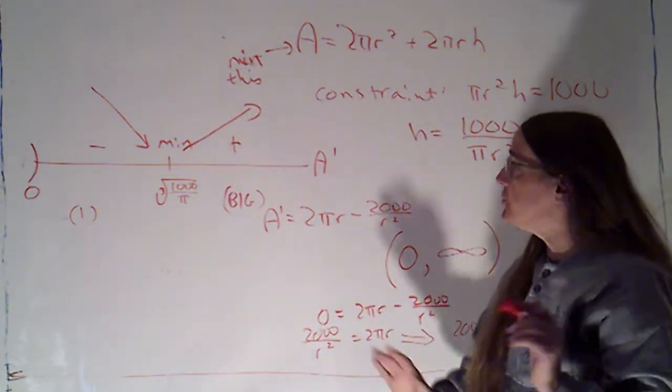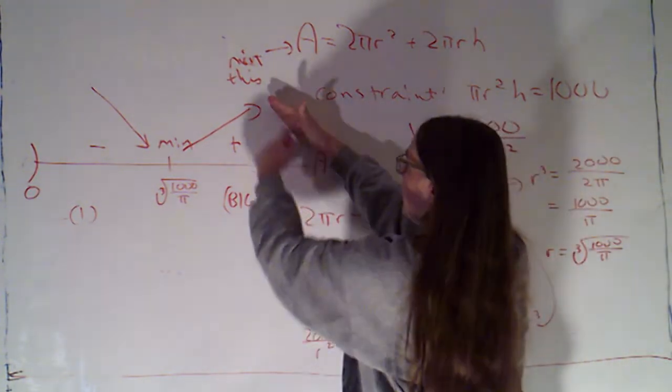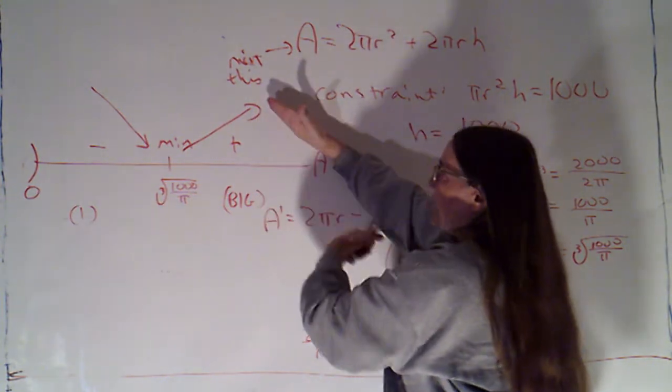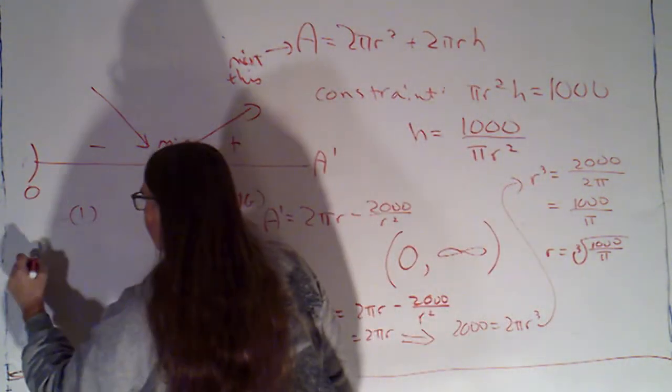Now notice, this trick only works if there's one critical number. If there's a second critical number and the function changes sign so that it comes down again, for all I know, it's going to come down and come lower than this. But this is a neat fact.